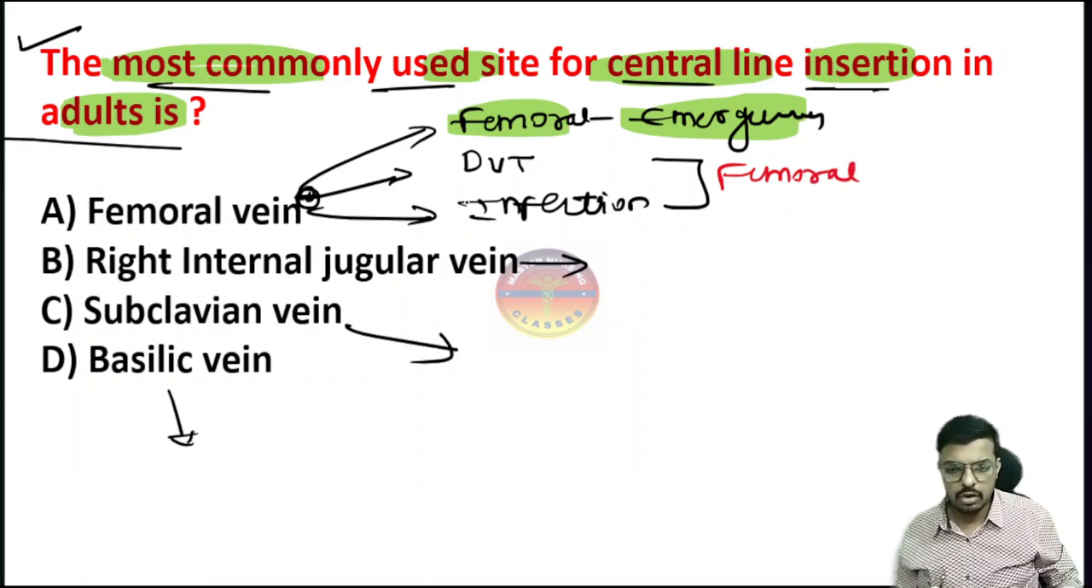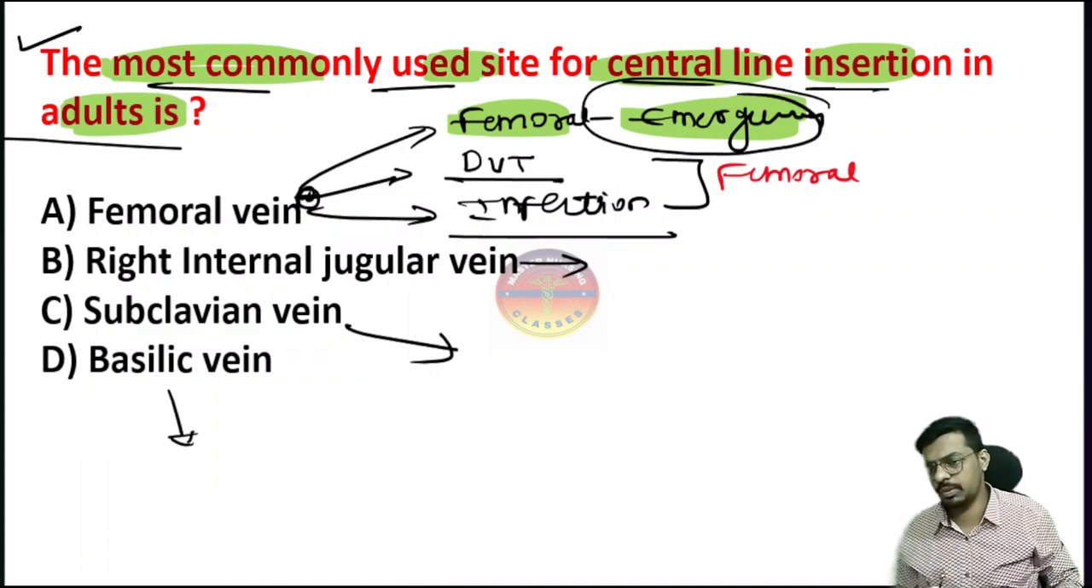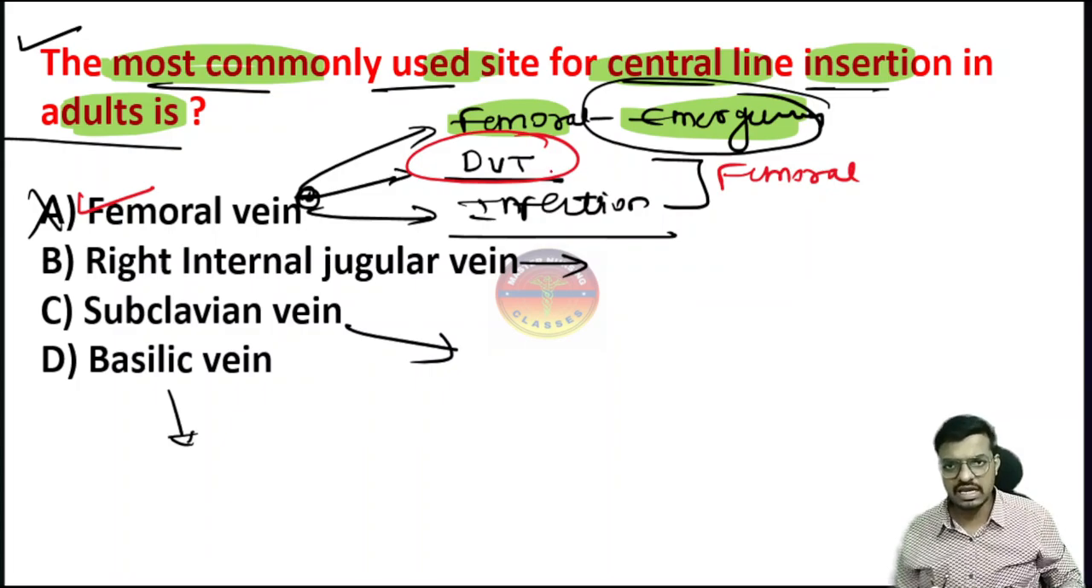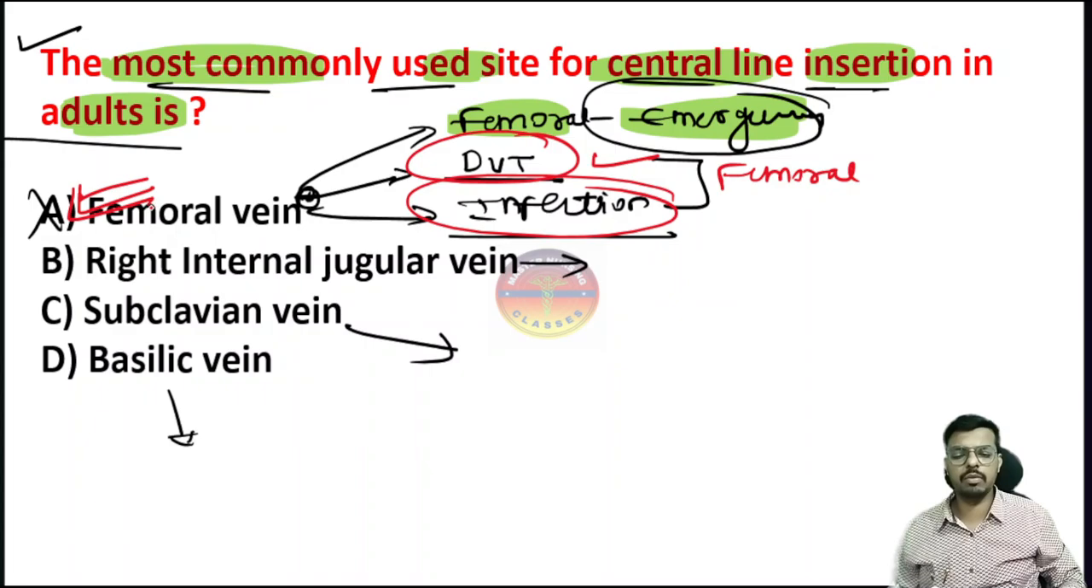Bacho, they have not asked a question on the DVT. They have not asked a question on risk associated with infection, and they have not asked which is preferred in the emergency. So the femoral is not the answer. If the examiner asks the most commonly used in emergency, it is the femoral; the route with the highest chance of DVT is the femoral; the route with the highest chance of infection is the femoral. But now our answer is not the femoral route because they have not mentioned anything in the question.